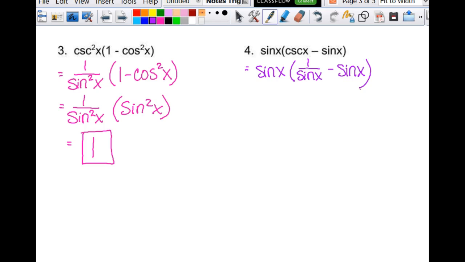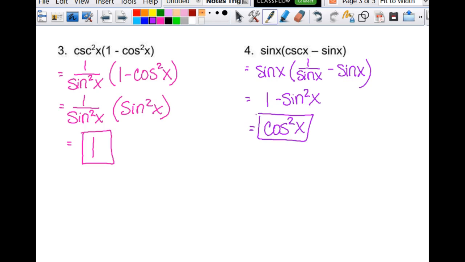Now, sometimes when you have more than one term, the best thing for you to do is combine them and get a common denominator, but that may not be the best thing at this step. Since I've got something I can distribute in, I think I'm just going to go ahead and do that. So this is going to give me, what is sine x times 1 over sine x? 1 minus sine squared x. Right. So then, what's 1 minus sine squared x? Cosine squared x. Any questions about that?